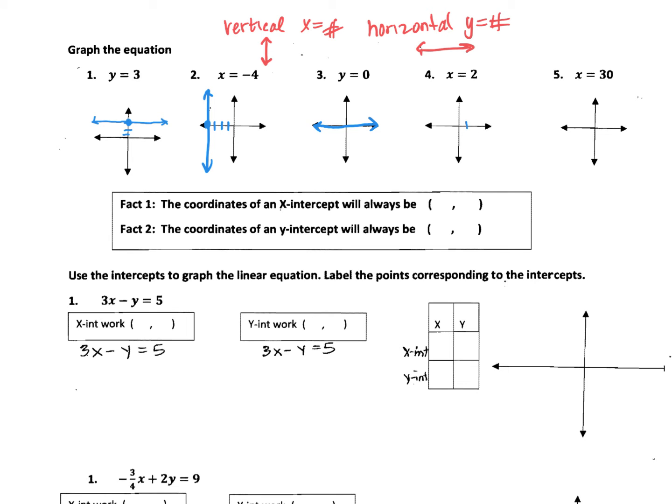x equals +2. Again, x equals is a vertical line. All of these points have an x value of 2. And x equals 30, well, we're just going to write 30 instead of making lots of lines there. And again, it is a vertical line where all of the x values are 30.